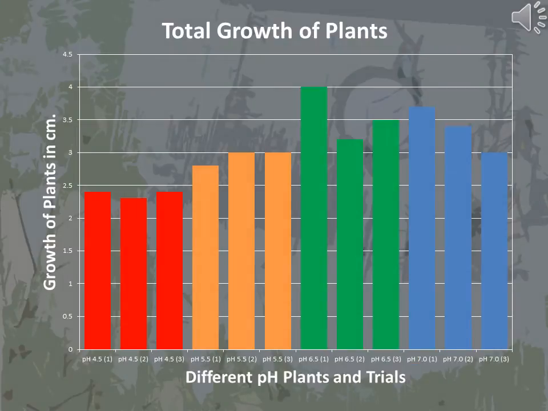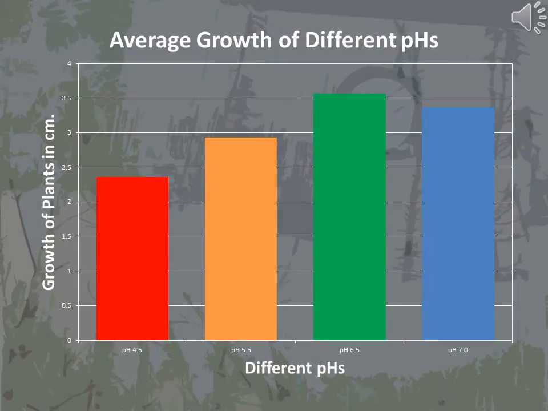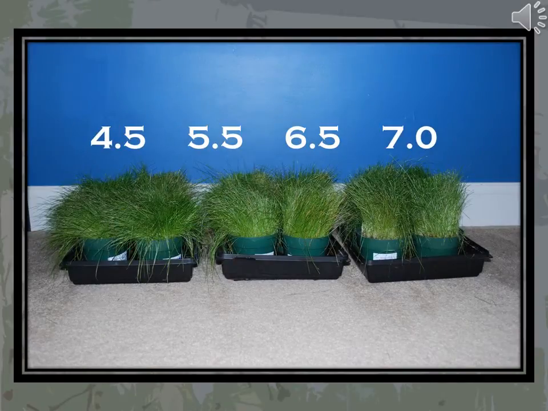This is a graph that shows the total growth of the trials. This is a graph showing the average growth of the different trials of grass. The average growths of the tests are 2.36 cm for 4.5, 2.93 cm for 5.5, 3.56 cm for 6.5, and 3.36 cm for 7.0. This is a picture of the final results. Plants given a pH of 6.5 grew the best.